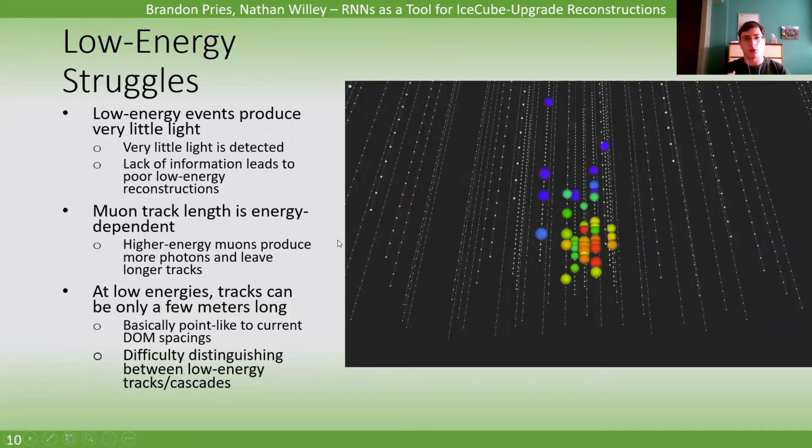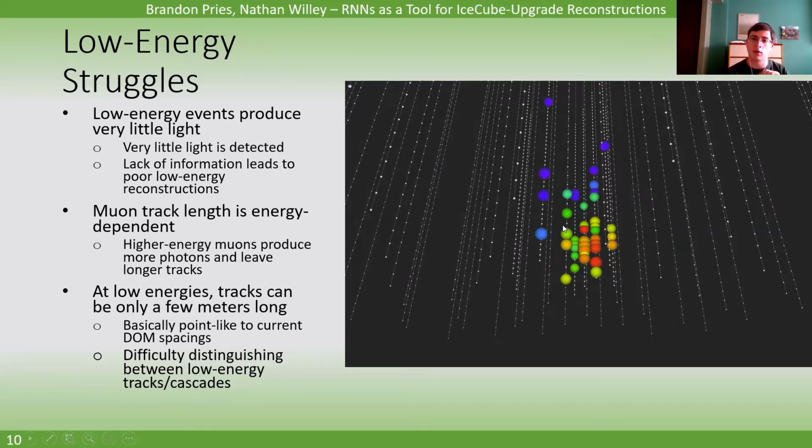IceCube also has struggles with low energy reconstructions for a couple of reasons. First is that the low energy events don't produce very much light. That means you're not going to detect very much light, and this lack of information leads to poor low energy reconstructions. Another difficulty is that the muon track length is energy dependent, where higher energy muons leave longer tracks and they produce more light. And at low energies, these tracks can be very short, so short based on the DOM spacing, they can be considered essentially point-like. And there's a lot of difficulty distinguishing between the low energy tracks and cascades.